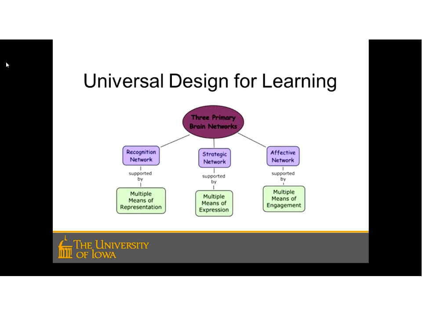So thinking about things in terms of engaging students would be the third way to implement universal design for learning. So those are your three hallmarks for universal design for learning: multiple means of representation, multiple means of expression, and multiple means of engagement. And this image comes from the CAST website here.